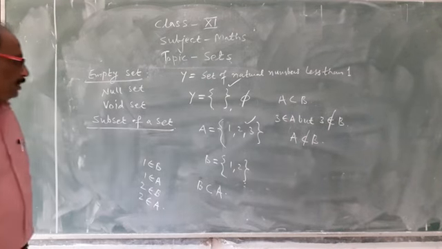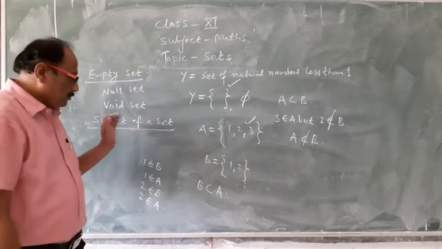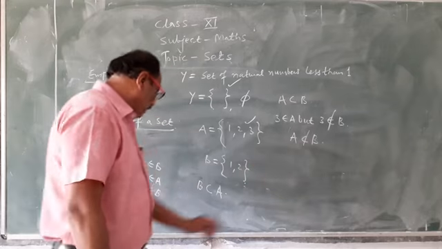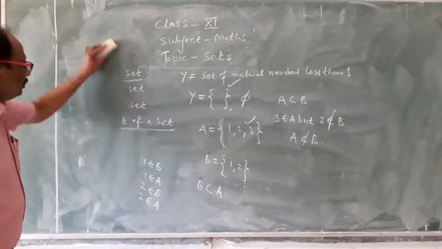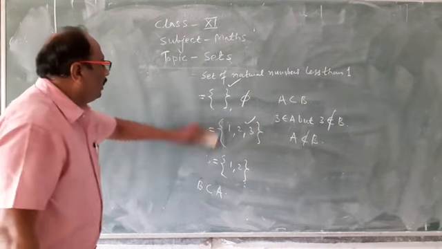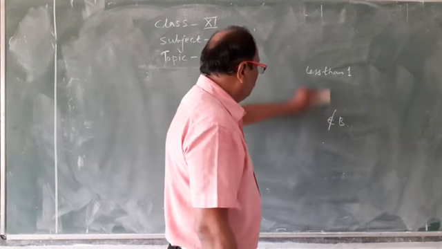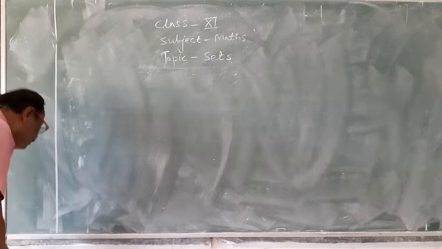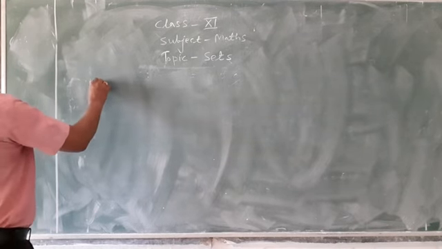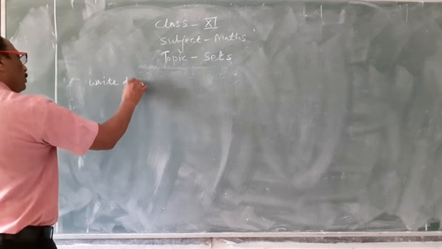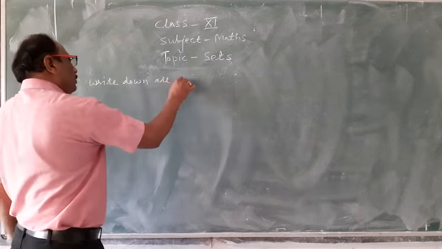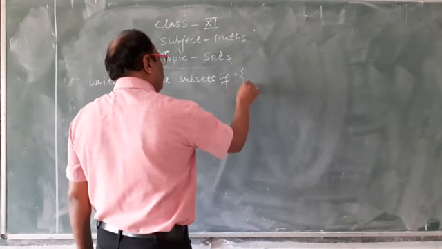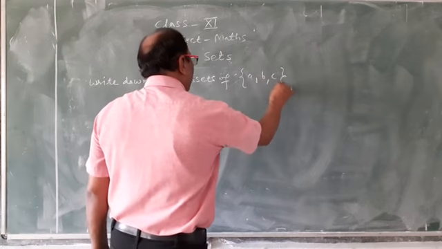B is the subset of A. A is not a subset of B. Then second, you solve one example. Write down all subsets of the given set {a, b, c}.